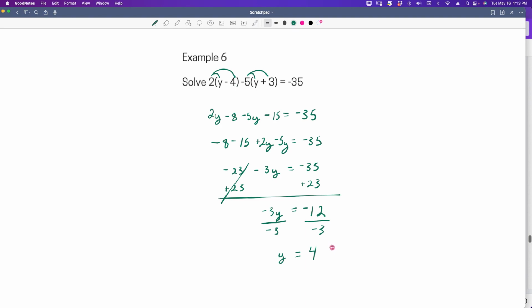So now I can put that back into my original problem and see if that's correct. So 2 times 4 minus 4 minus 5 times 4 plus 3 is equal to negative 35. So 4 minus 4 is 0, right? 2 times 0 is 0. So I can just ignore this entire thing, or I could just write 0 to make myself feel better. Now 4 plus 3, that's 7. Negative 5 times positive 7 is a negative 35. 0 minus 35 is negative 35. So y equals 4 is correct. Let's do another.